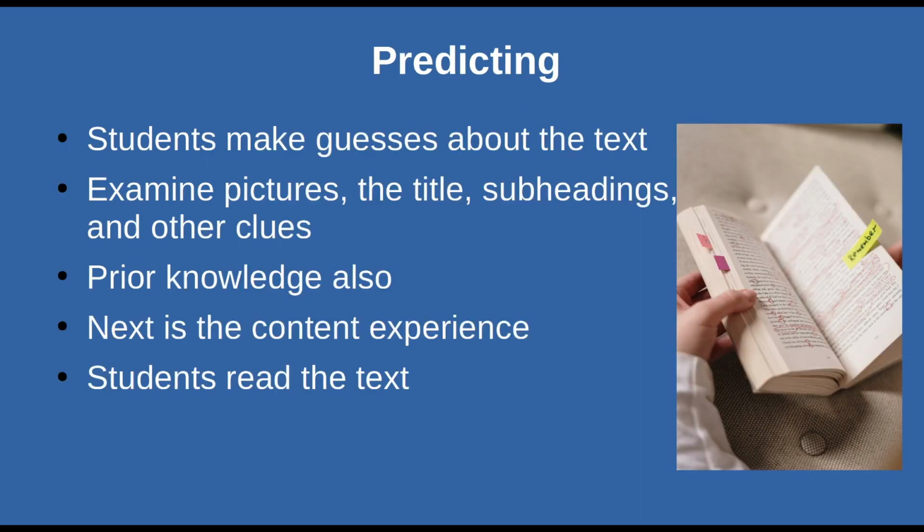When we're talking about predicting, we're talking about students making guesses about the text. Before they begin reading, the students examine the text, look at some of the words that are being used, look at the headings, the pictures, the titles and the subheadings, as an example. And they're trying to figure out what is happening without actually reading the text yet.